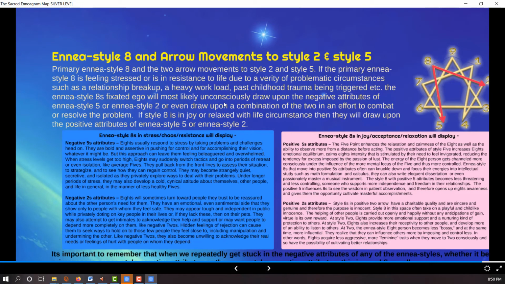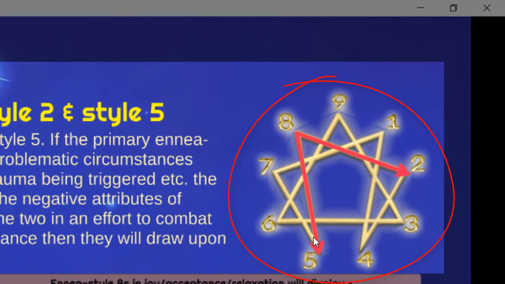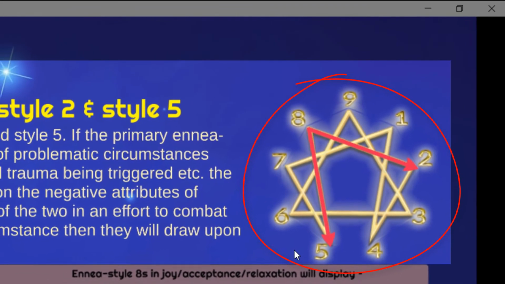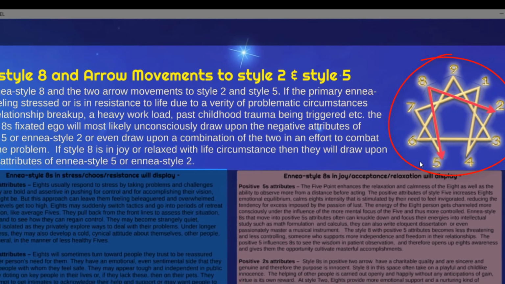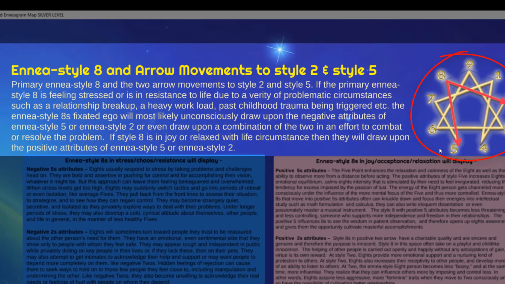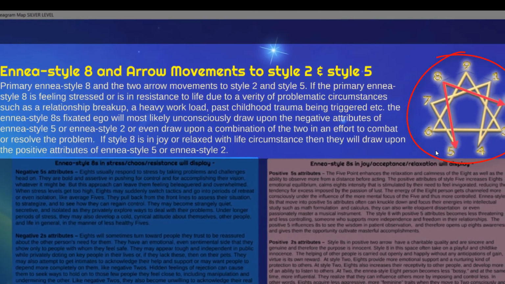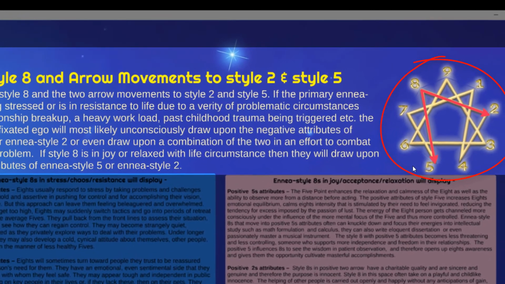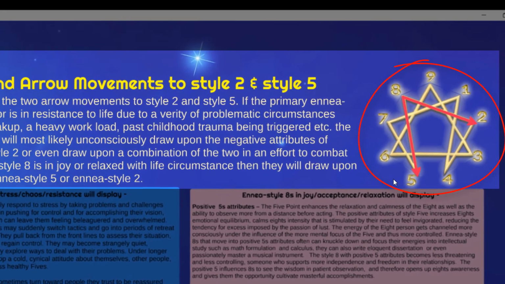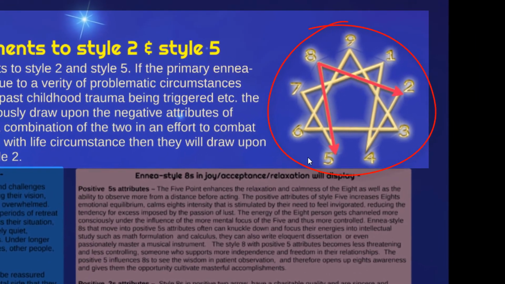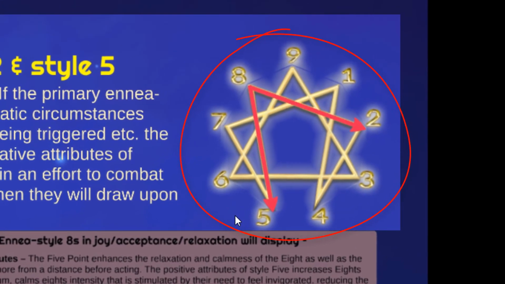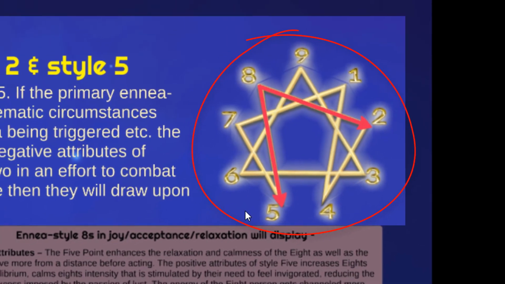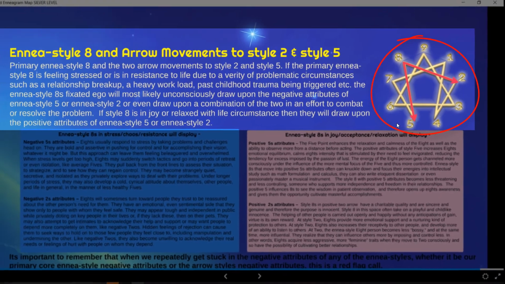So in this brief example, we see the primary Enneagram style 8 and the 2 arrow movements. Just over here on the right hand side, you see the 2 arrow movements to style 2 and to style 5. If the primary Enneagram style 8 is feeling stressed or in resistance to life due to a variety of problematic circumstances, such as a relationship breakup, a heavy workload, past childhood trauma being triggered, etc., the Enneagram Type 8's fixated ego will most likely unconsciously draw upon the negative attributes of Enneagram Style 5 or Enneagram Style 2, or even draw upon a combination of the two in an effort to combat or resolve the problem. Or, if Enneagram Type 8 is in joy or relaxed with life circumstances, then they will draw upon the positive attributes of Enneagram Type 5 and Enneagram Type 2.